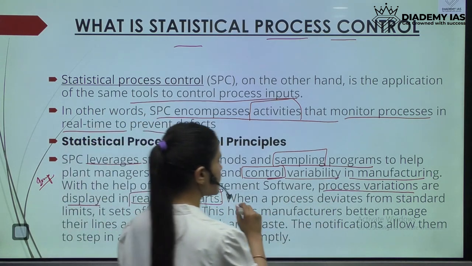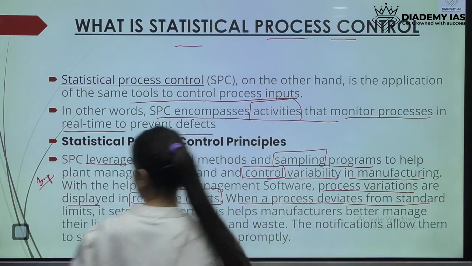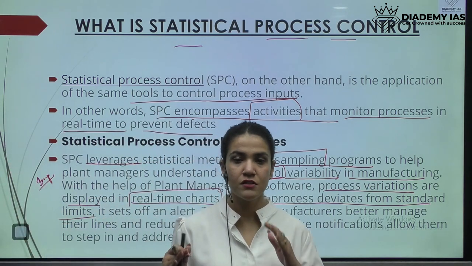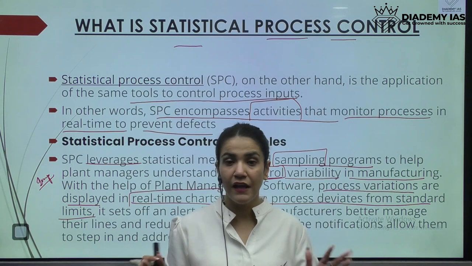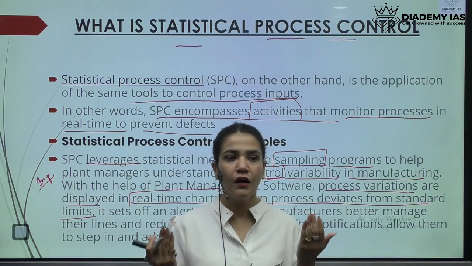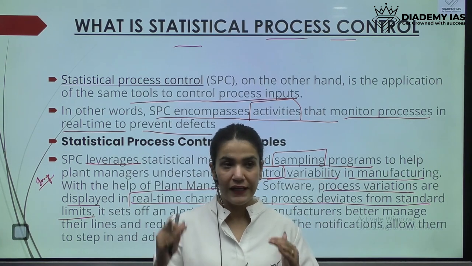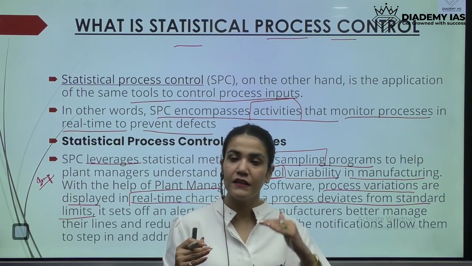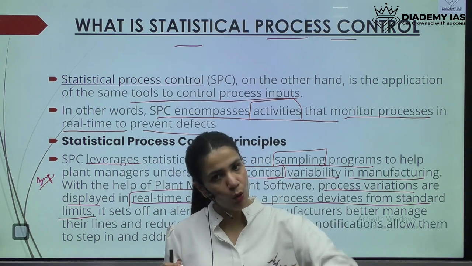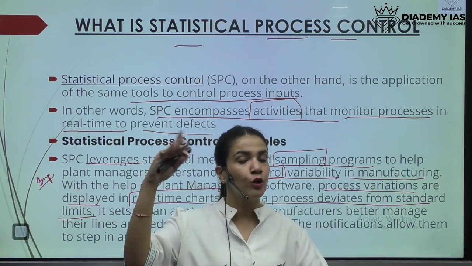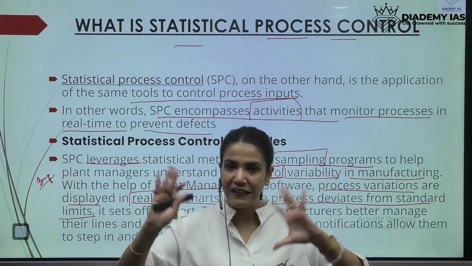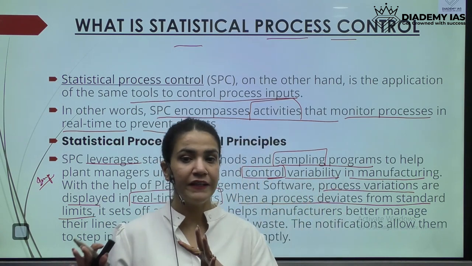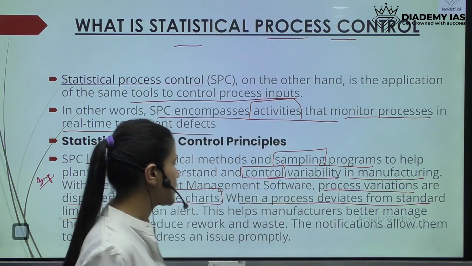Right? When a process deviates from the standard limits, any manufacturing organization is comfortable running within a set of two limits. These are the limits: something they cannot go below, and something they cannot go above. So they have to maintain that balance in terms of identifying defects and correcting them as soon as possible.